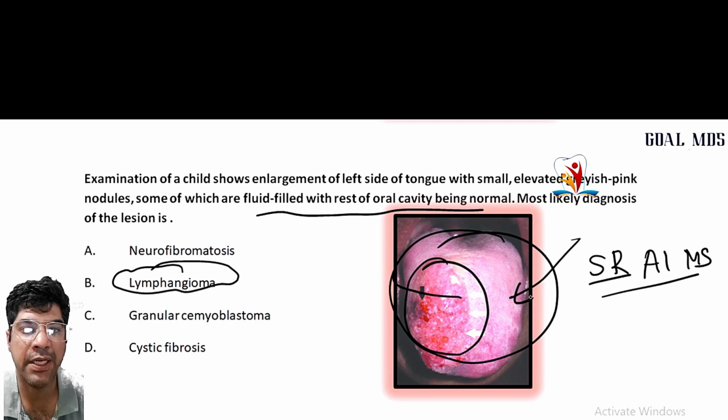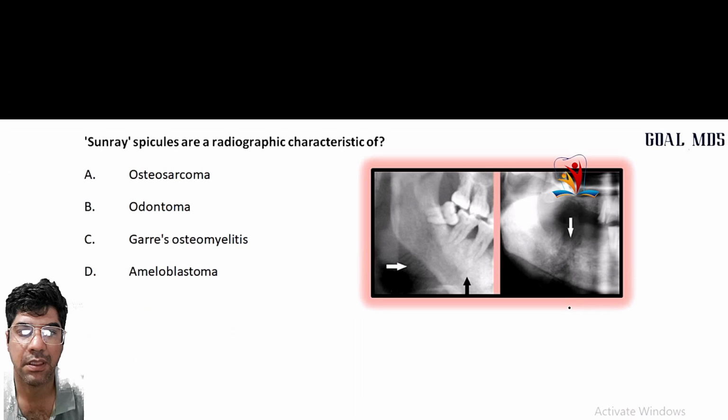Lymphangiomas are benign tumors of lymphatic vessels. They can occur in various parts of the body, including the tongue. In the oral cavity, they will present as cystic or nodular lesions with a grayish pinkish appearance. These nodules can contain fluid.